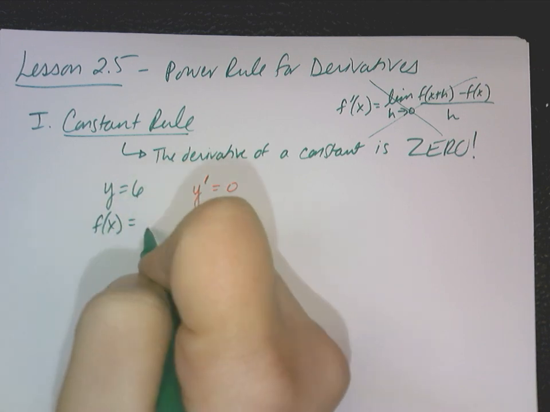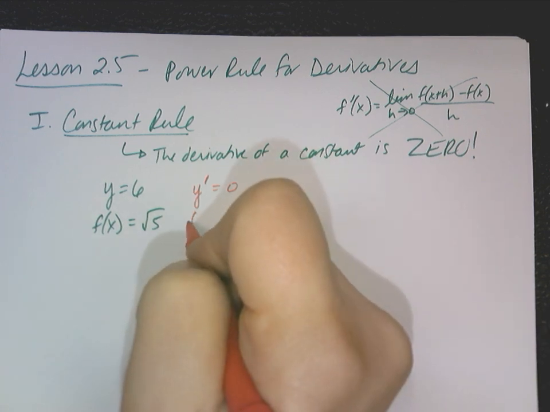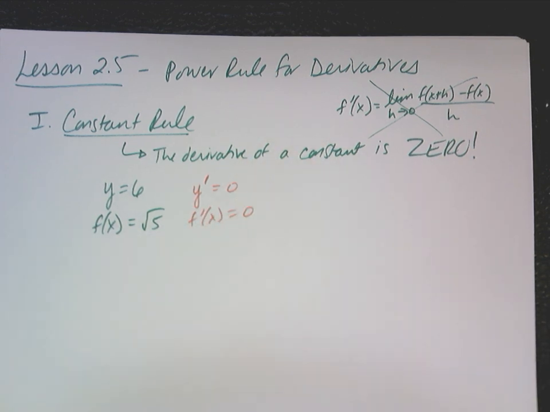F of x equals square root of 5. Even if it's square root of 5, square root of 5 is still a number, is it not? What's its derivative? 0.